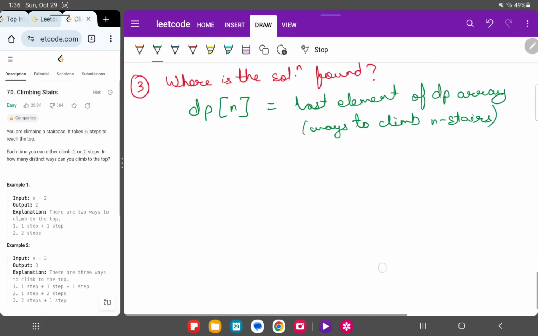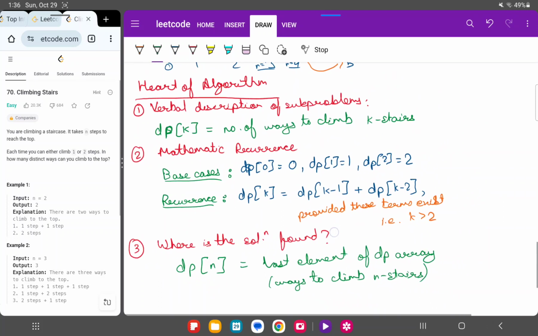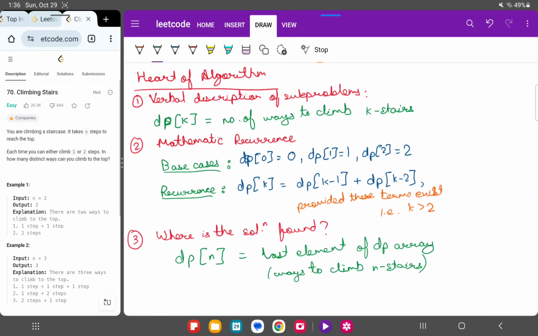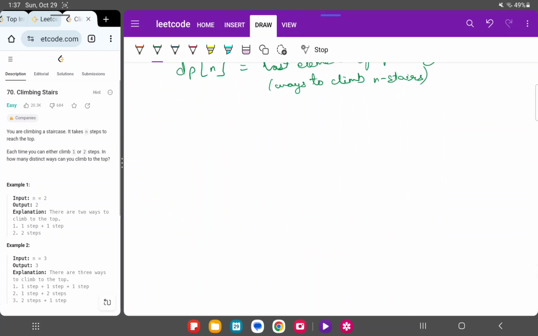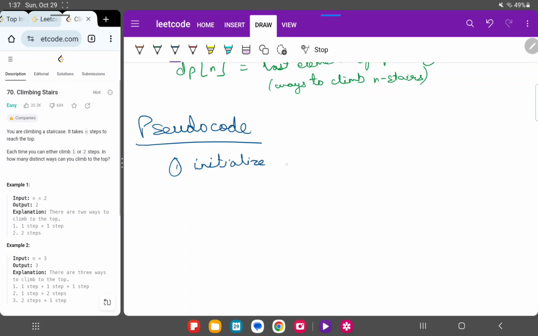So before moving forward, this is the heart of the algorithm. Now what is the actual algorithm? How do we write the code for that? The pseudo code looks something like this. Initialize a dp array of length n plus 1. Since we'll be starting from 0 and going till index n, we need to initialize the array for n plus 1.